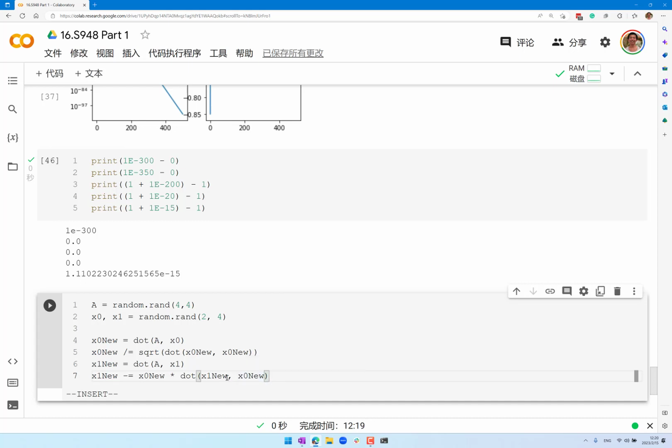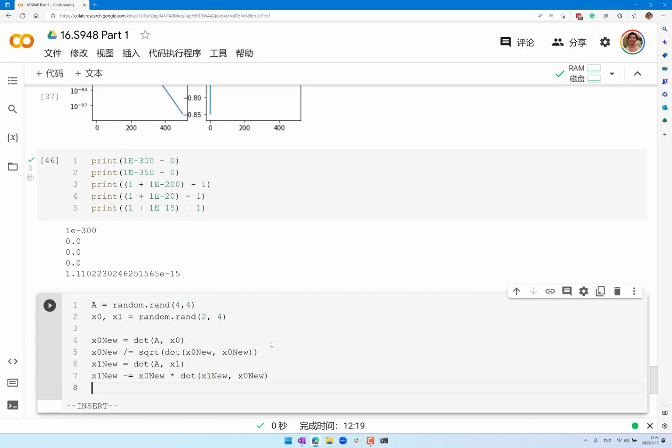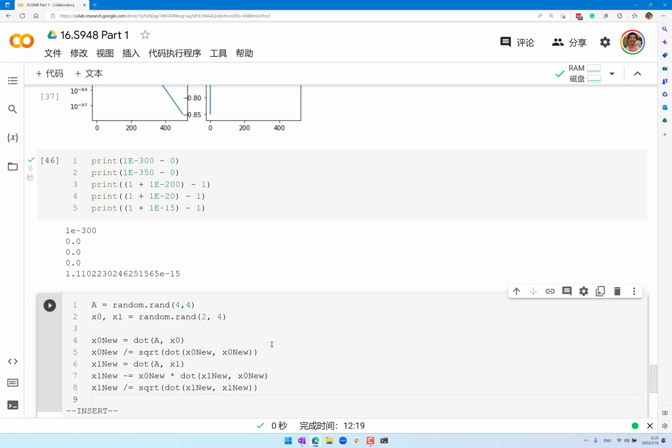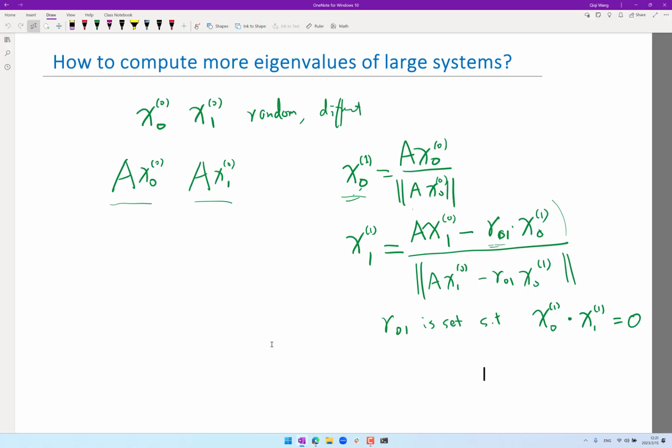If you take the dot product of the result of this subtraction with x0 new, you should get 0. And then finally, I'm going to be doing the same thing but with x1 new. So this is the procedure. This is just QR, right, of a new basis? Yes, alternatively, you can represent it as a QR factorization.